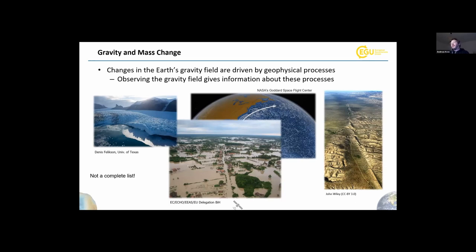If we go back to these time variations, the changes that we see in Earth's gravity field are driven by geophysical processes. In turn, if we continuously measure and monitor gravity field changes, we can gather quite a lot of important information about these processes. I've just plotted four examples here. This is obviously not a complete list, but I've already mentioned in the introduction ice sheet mass loss, but we can also look at, for example, hydrologically extreme events like flooding through gravity fields, ocean currents, and solid earth processes like earthquakes or glacial isostatic adjustment, which Rebecca will talk about later.